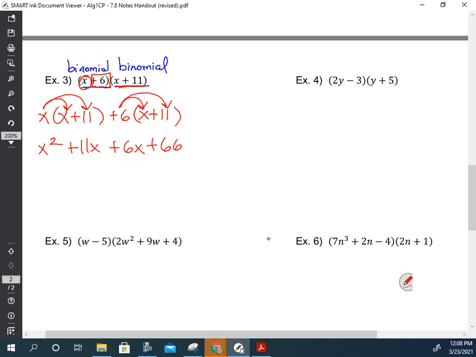We finished our multiplying. Hopefully Julissa, Brooklyn, Evan has got these notes down. Good.